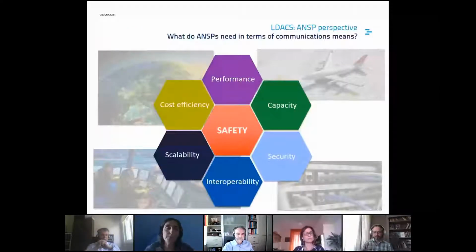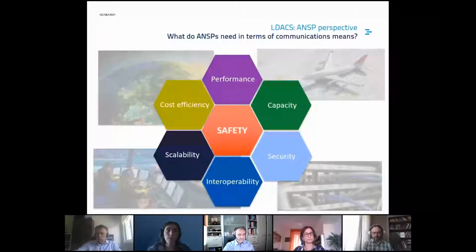So what do we ANSPs need in terms of communication means? The ANSPs, the air navigation service providers, are legal entities, public or private, that provide air navigation services to the airspace users. And they are certified for that purpose. We provide air traffic management, communication, navigation and surveillance systems, and meteorological service, and those services are provided during all the phases of the operations: approach, aerodrome, and en route.